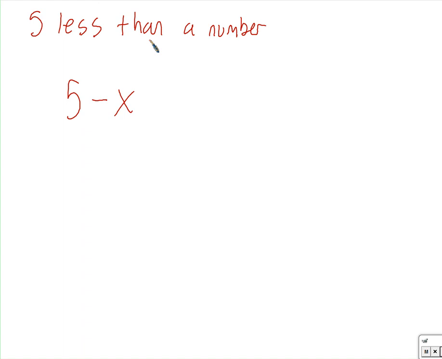No. Read the sentence, read what this says. A number less than 5. Yes, a number less than 5. So what's 5 less than 20? 15. 5 less than 20 is 15 because we took 5 from 20. So to find 5 less than a number, I need to have x minus 5.